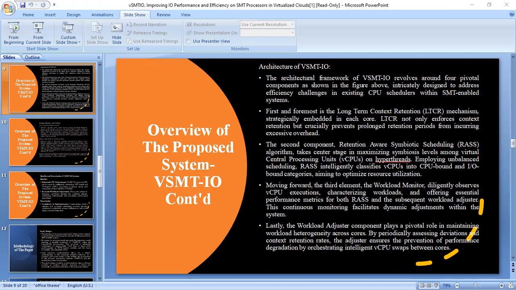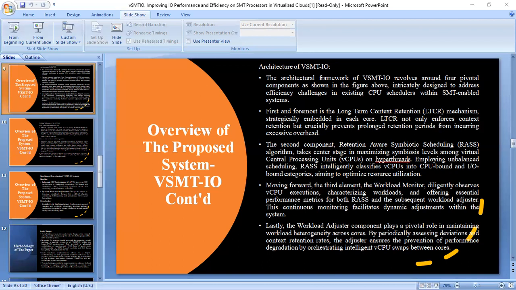Coming to the working mechanism of vSMT-IO. The working mechanism of vSMT-IO is designed to optimize CPU scheduling and improve I/O performance on SMT-enabled systems. Here is an overview of how it works. The long-term context retention, LTCR. vSMT-IO utilizes the monitor/mwait support on x86 processors to implement vCPU context retention. The LTCR mechanism manages the context retention overhead by dynamically adjusting context retention timeouts using Algorithm 1.